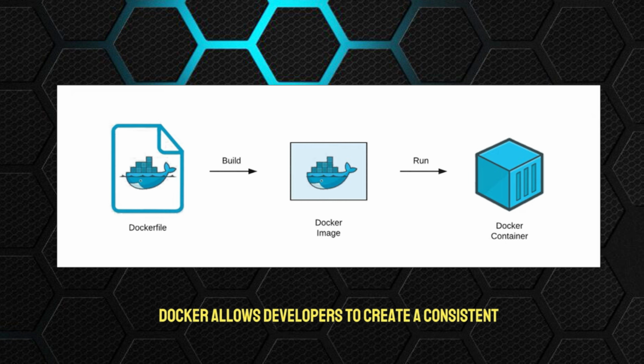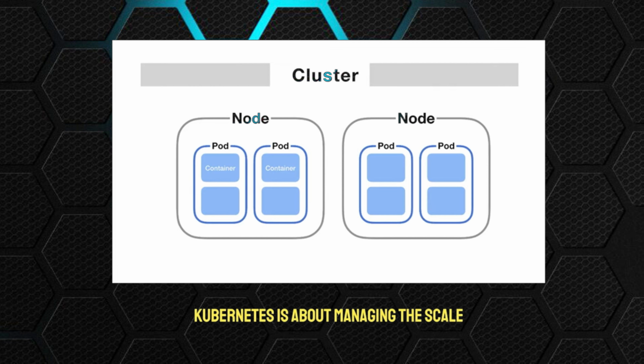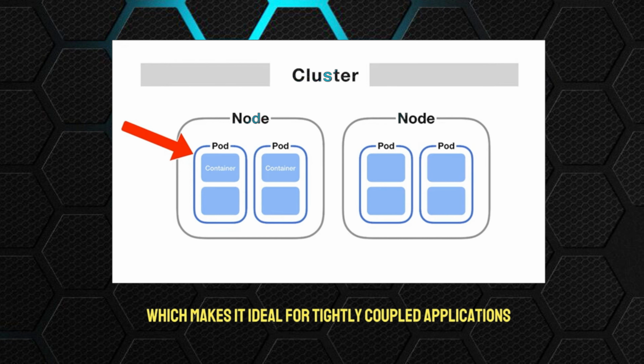Docker allows developers to create a consistent environment for their apps. You can ensure your code runs the same way in development, staging, and prod. Kubernetes is about managing this scale. It's a powerful orchestration system for Docker containers and provides features that Docker alone cannot handle at scale. Kubernetes groups one or more Docker containers into pods, and a pod is the smallest unit in Kubernetes and shares the same network and storage, which makes it ideal for tightly coupled applications that need to communicate with each other.